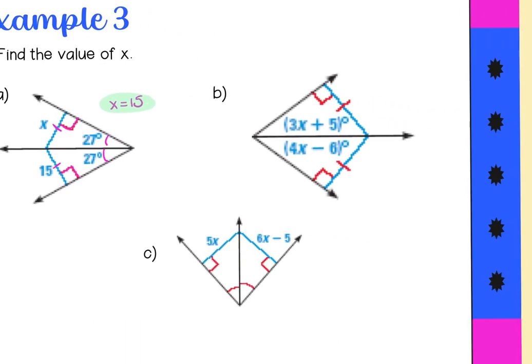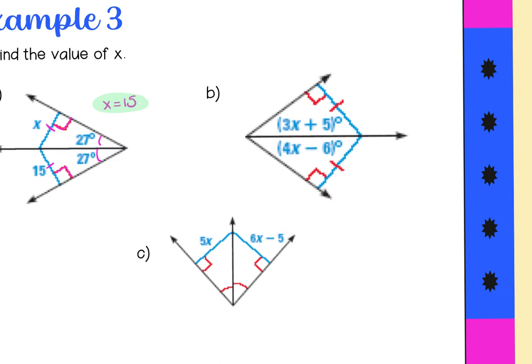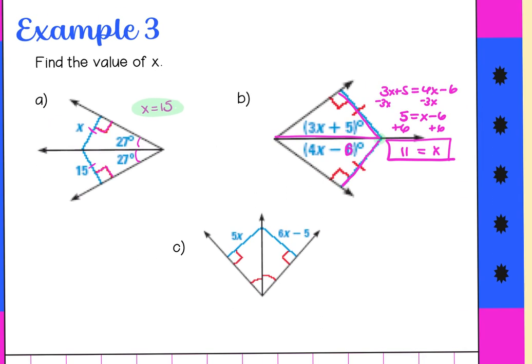B is the reverse. It's showing you that this segment is equidistant from the sides. If it's equidistant from the sides, then it bisects this angle, and so 3x plus 5 would equal 4x minus 6. I know it's hard to read, but that's a 6. So I would subtract the 3x. 5 equals x minus 6, and add the 6, and x is 11. So A was the original theorem, and B was the converse.